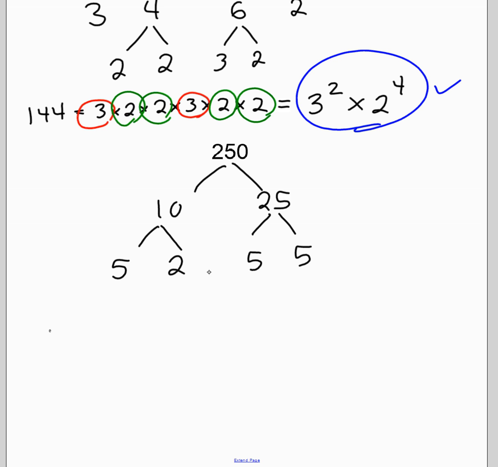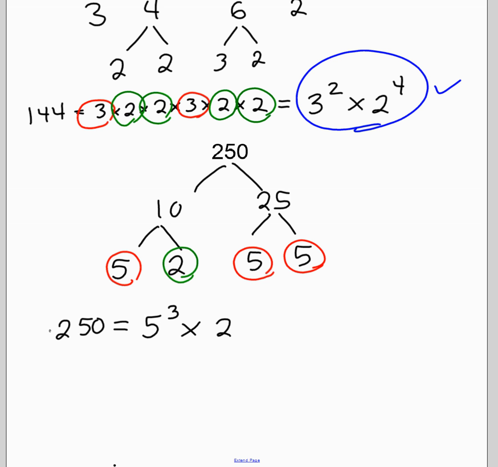Looking at this, these are all prime numbers, so I know I'm done. If I were to write 250 out, I look and I see I have 3 5's, so I'm going to write that as 5 to the exponent of 3. I have 1 2, so I'm just going to write that as 2, or if you want, you could write it as 2 to the 1. Again, that's going to be your answer. That's how you're going to break it down into prime factors.